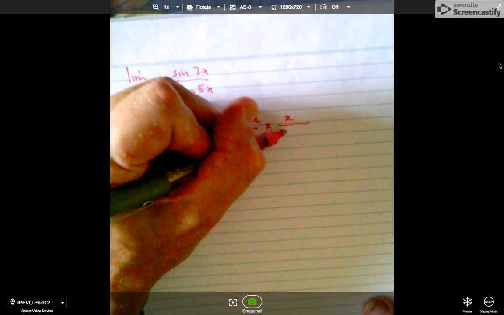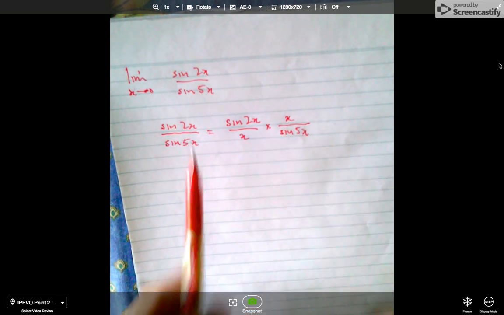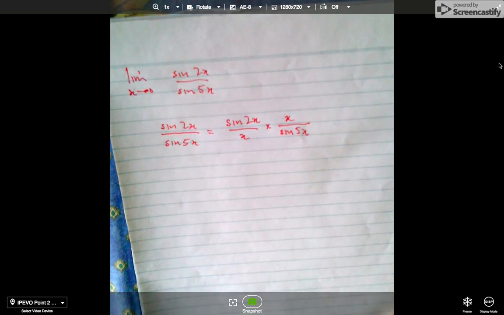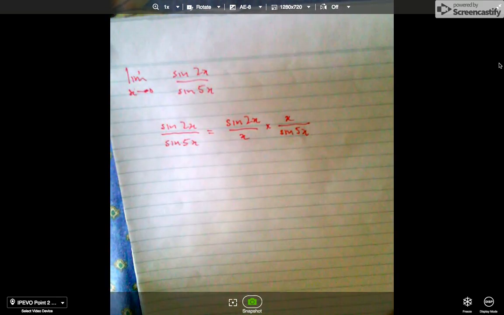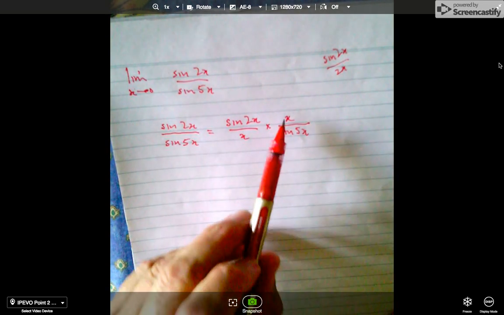So we know that that equals sine 2x over x times x over sine 5x. All I've done is times this by 1 over x and times this by x, so they cancel out. So we get back to that. Now, as I said, what we really need is a situation where it's not sine 2x over x. We need a sine 2x over 2x, something like that, and a 5x over sine 5x.